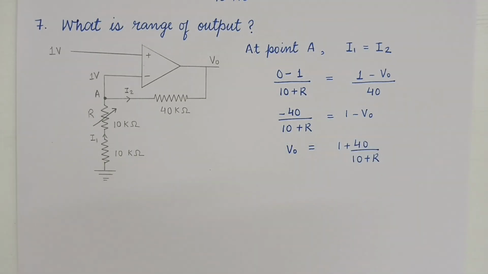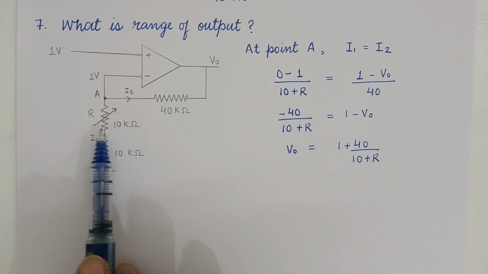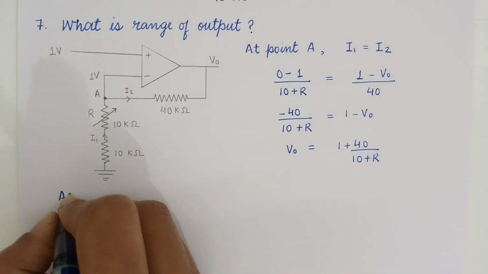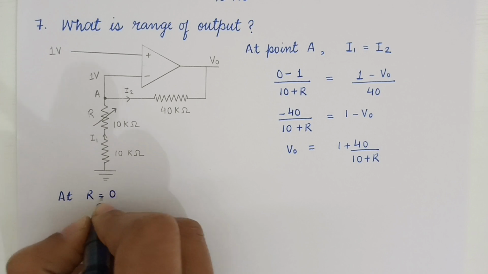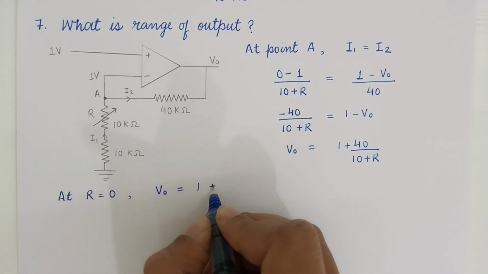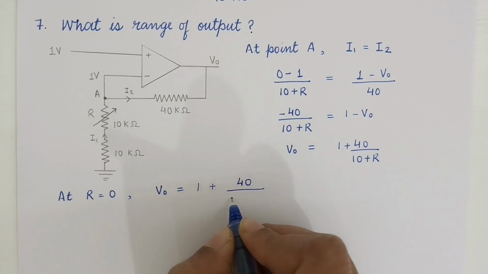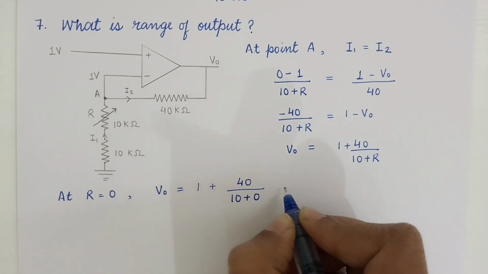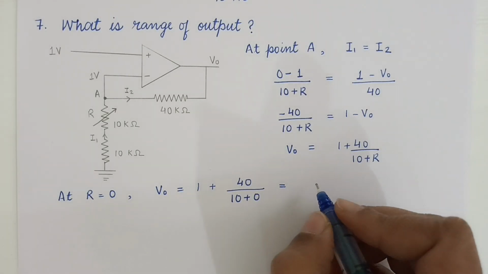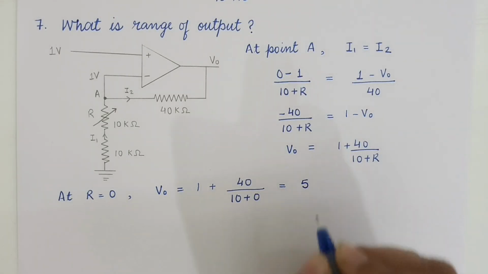Now what we are going to do? We are going to put the value of R. Firstly, we will put the minimum value, that is 0, and secondly the maximum, that is 10 kilo ohm. So let's go. At R equals to 0, V naught is equals to 1 plus 40 divided by 10 plus 0. This is equals to 40 by 10 plus 1, that is 4 plus 1, 5.